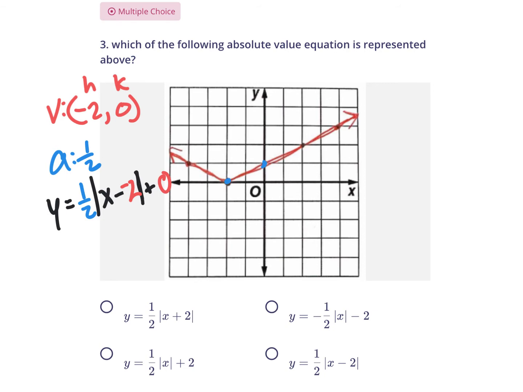So let's clean this up a bit. What could we do to make it look nicer? The minus negative, we know we're going to rewrite it as plus. So what we have here is y equals 1/2 absolute value, x plus 2, close absolute value. Do I need this plus 0? Absolutely not. This is my final answer. That is right there, this option, right here.